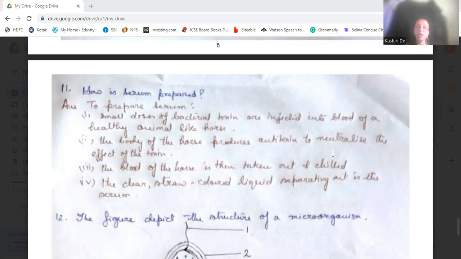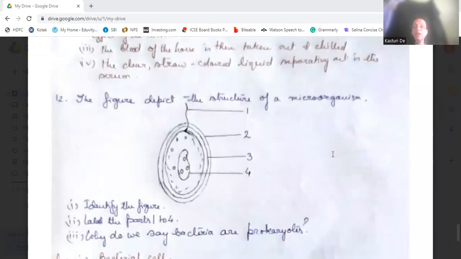Now, after production of this antitoxin, the blood of the horse is taken out and then it is chilled. When it is being chilled, the blood will separate the clear straw-colored liquid. That is known as serum. That is how the serum is prepared.